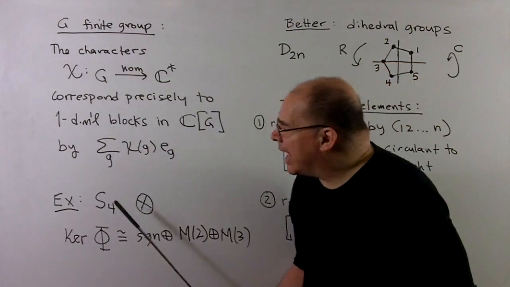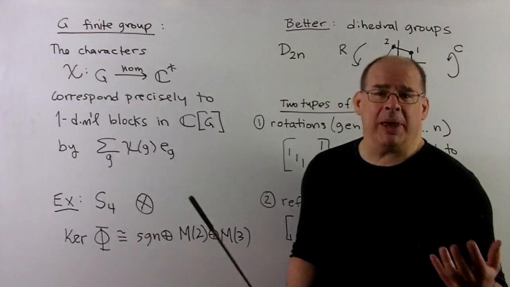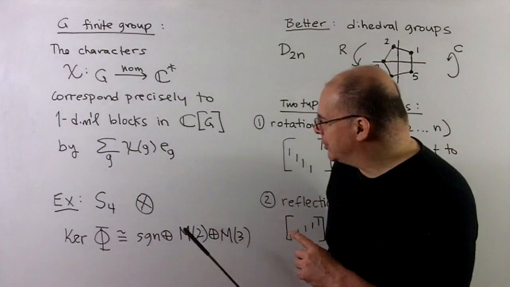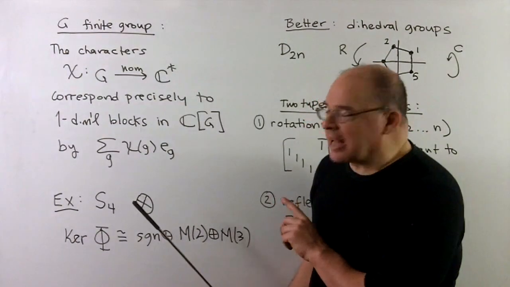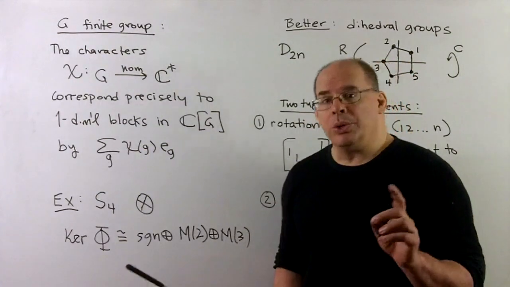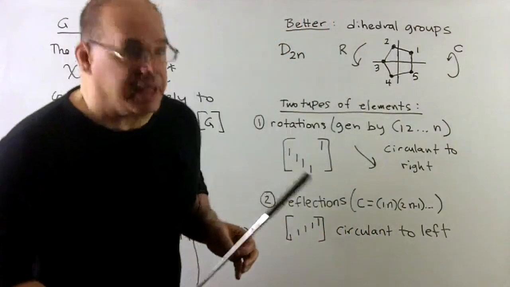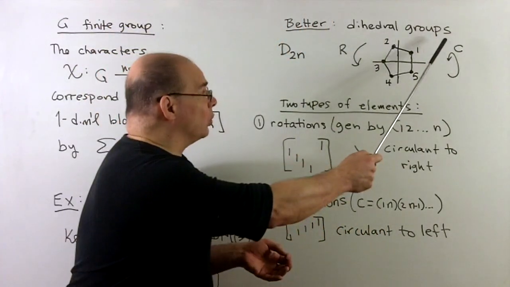If I go to S4, we still have the sign character in the kernel, but then we pick up bigger pieces, a 2x2 block and a 3x3 block. So that's not the natural direction to go with what we've set up. What we should do is change the group that we're looking at. And so for here, I'm going to consider dihedral groups, finally.